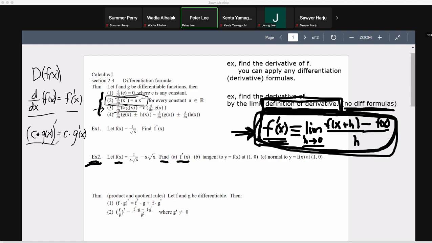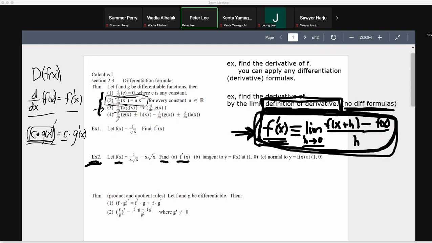Now if you look at the left-hand side, it is the derivative of C times G of x. We are taking the derivative of the function called C times G of x. If you look at the right-hand side, we are only taking the derivative of G of x, and this is C times the derivative of G of x. The meanings are different, but they're equal. Is that clear? Make sure you understand the meaning of these formulas here. And then let's look at example 2.